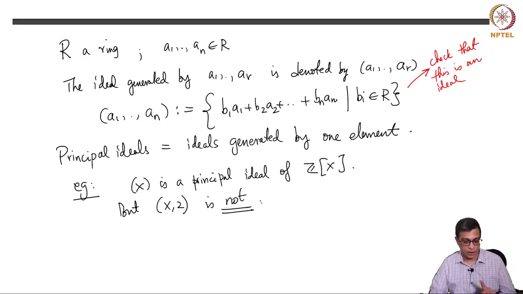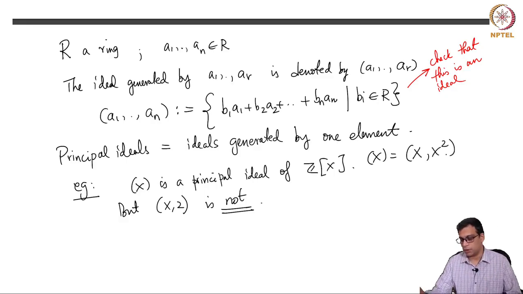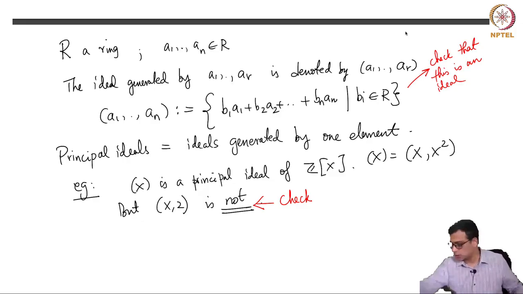Okay, this requires some thinking, because even though I have defined this to be generated by two elements, it's conceivable that there is some other element which generates this. For example, x can also be written as (x, x squared). I can always add more, but I don't need the second one. So here you have to argue that there is no single element which generates this. This is a good exercise to refresh your ideas about rings and ideals. So these are the notions of principal ideals, prime ideals, and maximal ideals.